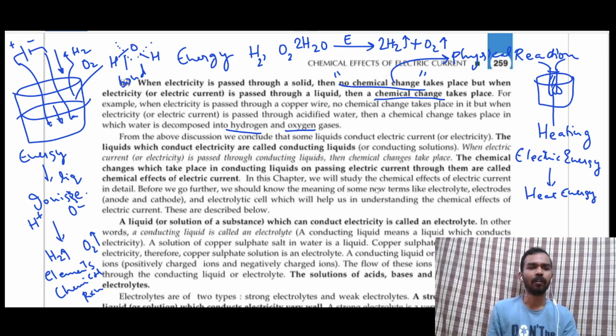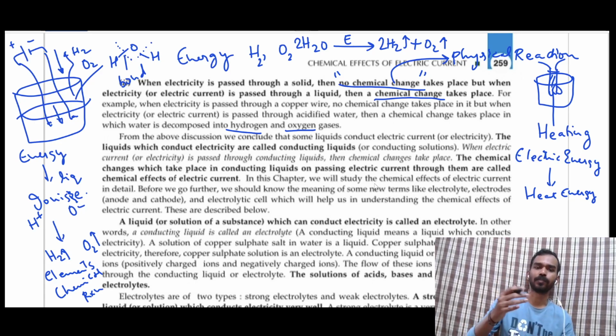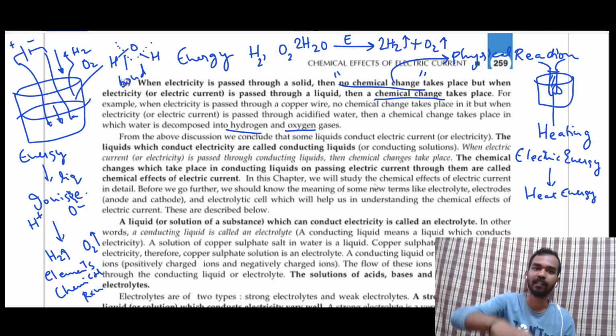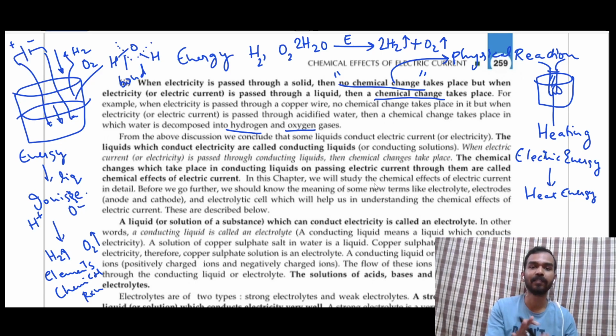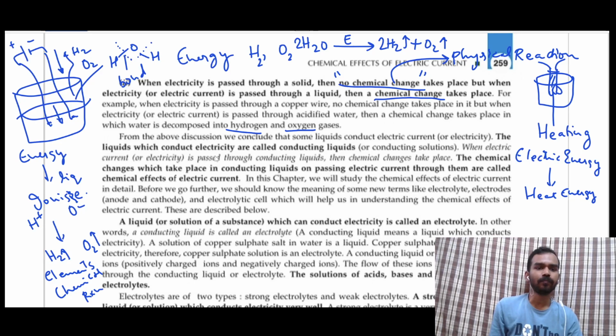Okay, so now we have slowly introduced one chemical change here, right? Water, if I dip some wire carrying current, you are experiencing some chemical change and you are releasing hydrogen and oxygen. In liquids, you are seeing some kind of chemical change, that you should be clear till now. When conducting liquids come in contact with current, these are called the chemical effects of electric current. So one example I have given.